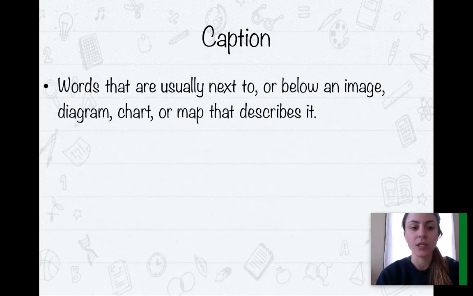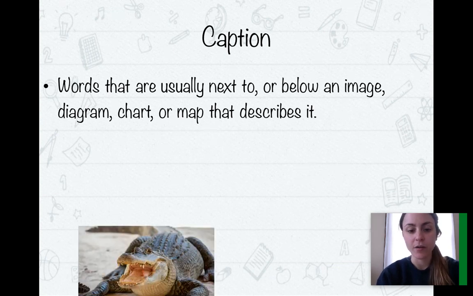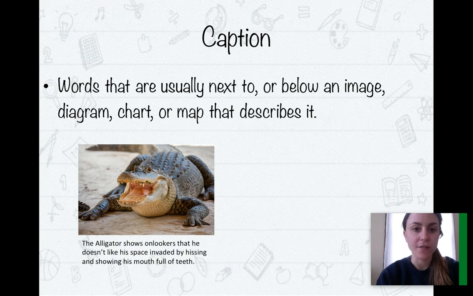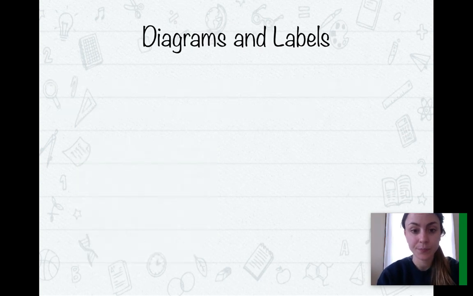A caption is words that are usually next to or below an image, diagram, chart, or map that describes further about it. And so, for example, we have our photograph here of the alligator, and this caption tells us kind of what's happening in the photograph. The alligator shows onlookers that he doesn't like his space invaded by hissing and showing his mouth full of teeth. So if we didn't have that caption, we wouldn't necessarily know, okay, so why is he there with his mouth gaping open? Well, here is the caption informing us of that.